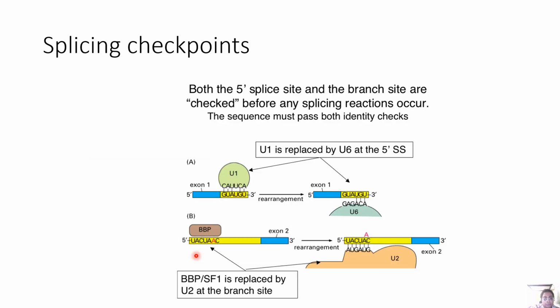Now, what are the splicing checkpoints? Both the 5' splice site and the branch site are checked before any splicing reactions occur. So, the sequence must pass both identity checks. U1 is replaced by U6 at the 5' SS.